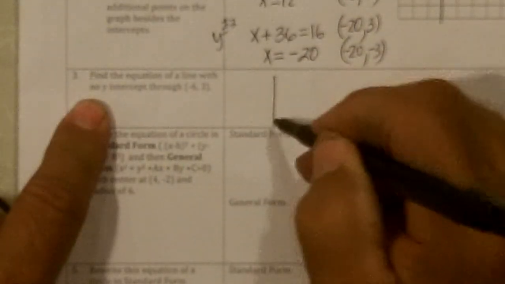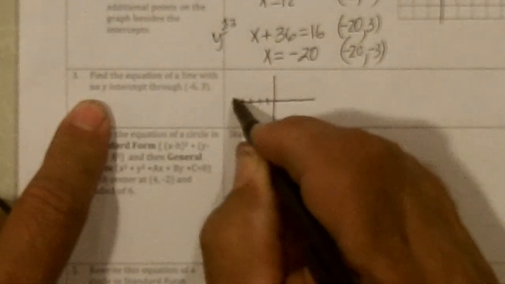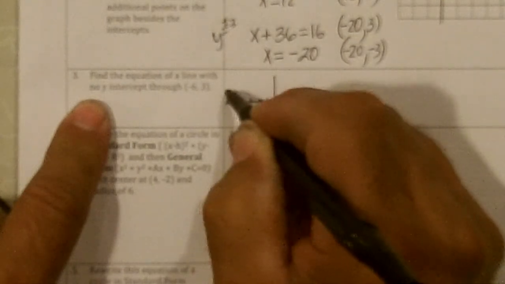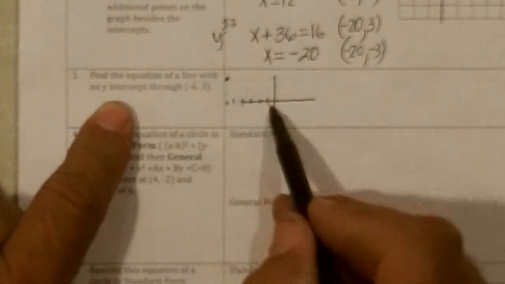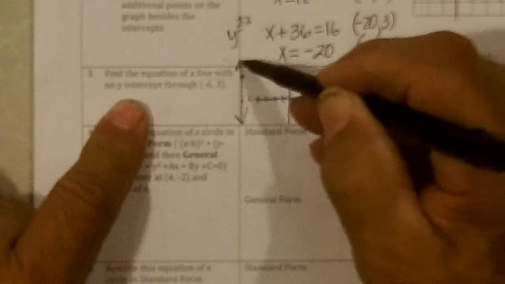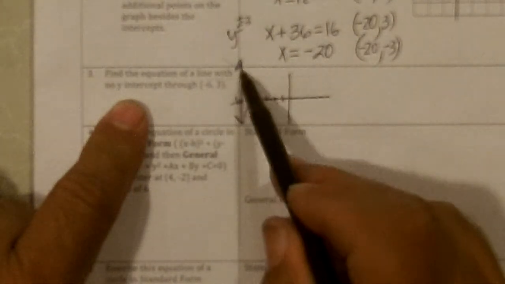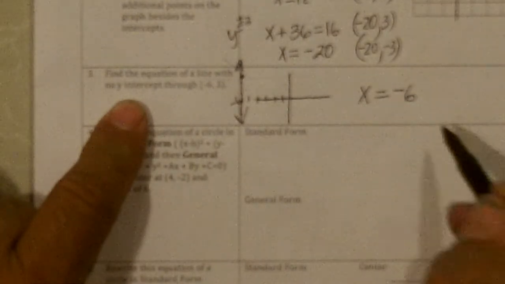This one says find the equation of a line with no y-intercept going through (minus 6, 3). With no y-intercept, if it goes this way, it hits the y-axis, and if it goes like this, it hits the y-axis. The only way you could do that is just to go straight up and down at minus 6. And on a line that's straight up and down, the x-coordinate is always minus 6. Doesn't matter what the y is, so that's the equation.